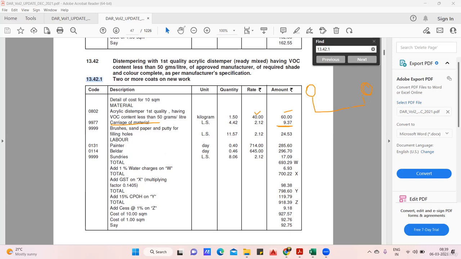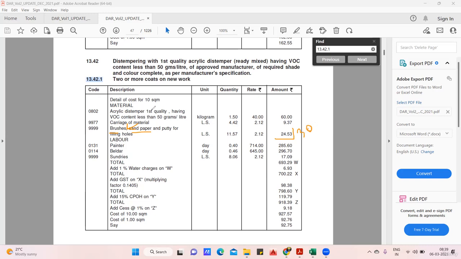This distemper, why are we doing this? Wall putty anyhow we are going to do. After wall putty only we'll start with the painting work. But again, sometimes there may be chances your surface may not be even. In that case, you require a brush, sandpaper, and all. Because if you want to do the painting also, you require a roller, isn't it? Brushes are required. So these people have put a lump sum amount of 24.53. You can even keep 24, or you can keep this as 30 rupees.